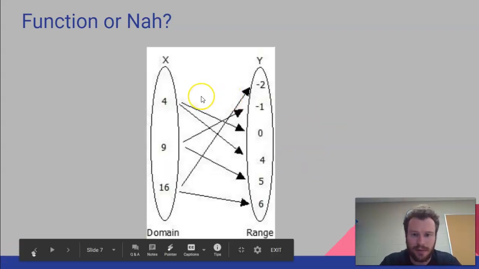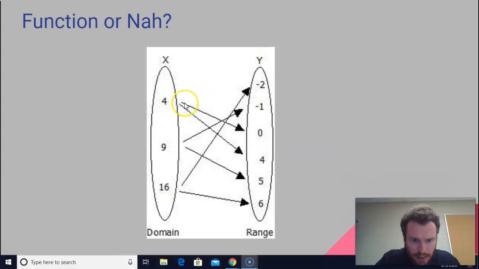Let's move on. So let's determine if this one is a function or not. All right, so we see the input values, the x values, 4. 4 has an output of 0, and it has an output of 4. That's not going to work. Let's go ahead and say, nah, fam, this is not a function.